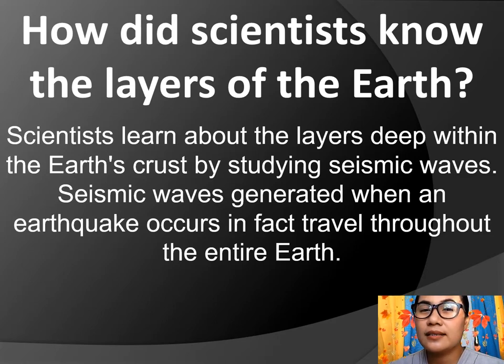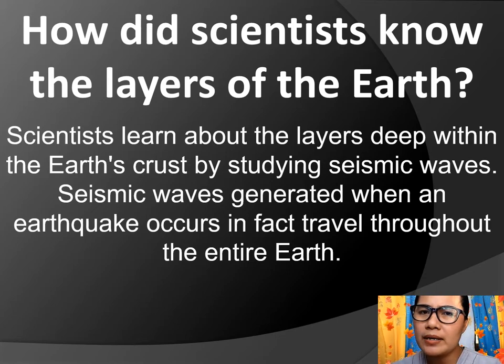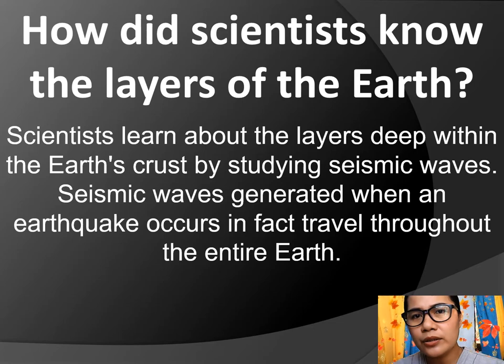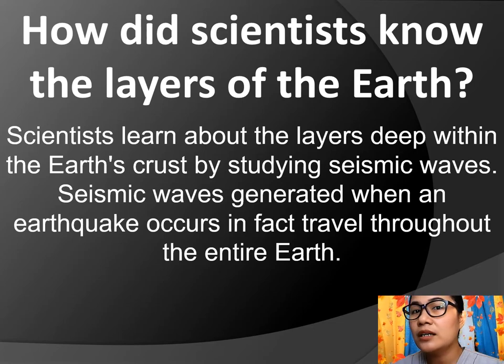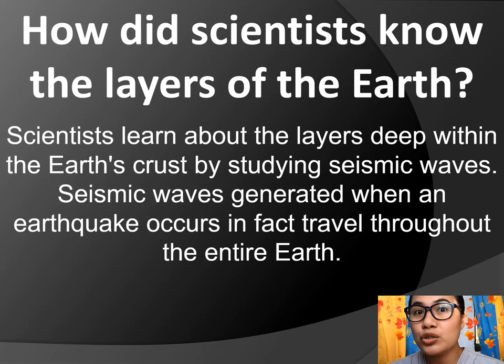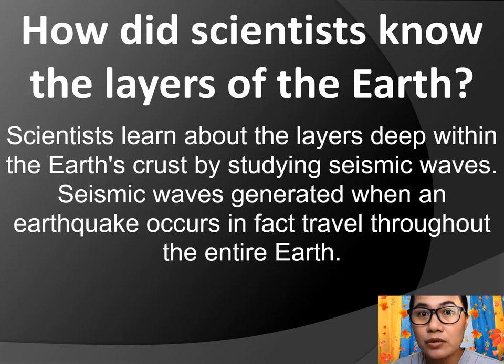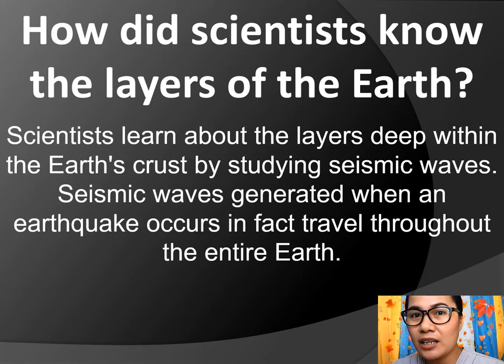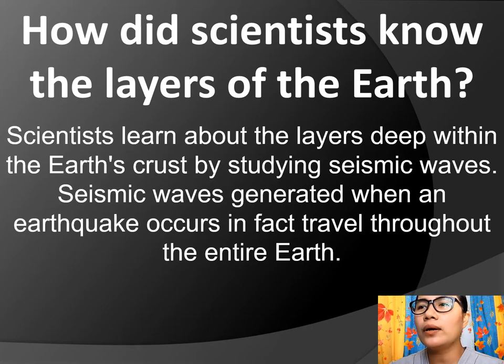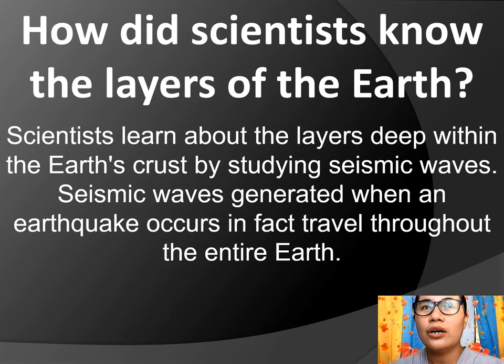Giunsa man sa mga scientists pagkahibaw nga naay lain-lain nga layers of the Earth, kay wala pa man ta naka-discover sa mga composition sa mga elements nga nag-compose sa layers sa Earth? Ang tibuok crust, nakatugkad na sa atong ocean, unya naa na sa ilalom sa ocean si oceanic crust. Wala pa man ta natugkad si mantle, si outer core ug si inner core. Giunsa man ni sa mga scientists? How did scientists know the layers of the Earth?